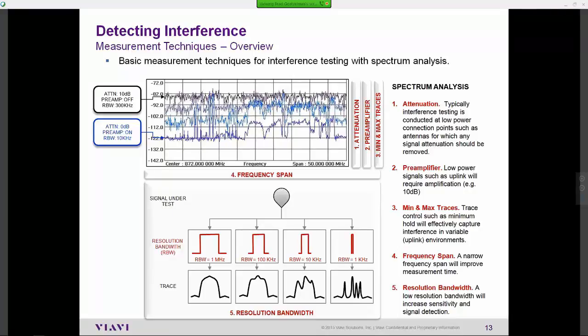For very weak signals, for example over the air using an antenna, you're going to want to use the preamp to extend the dynamic range into that low part of the signal strength.